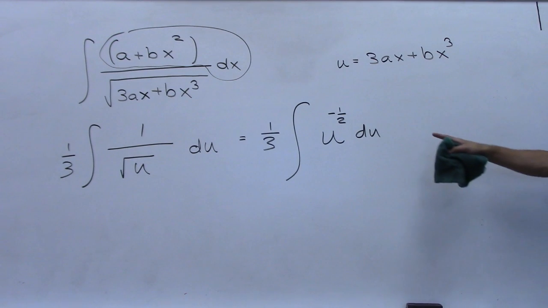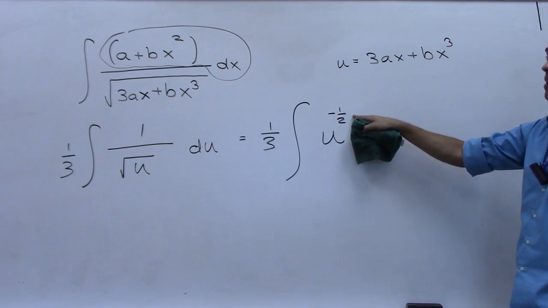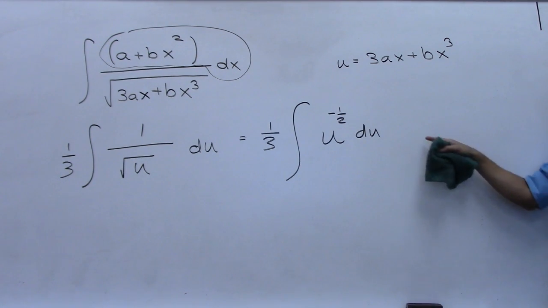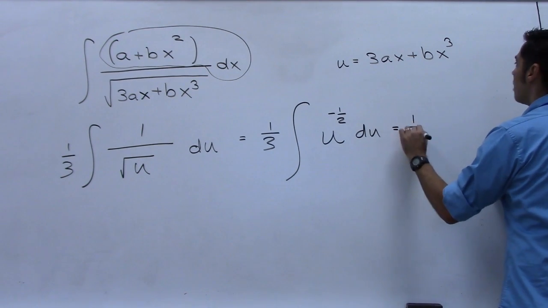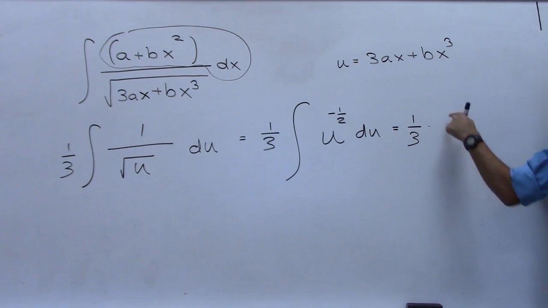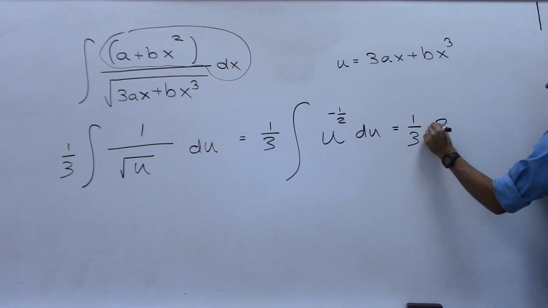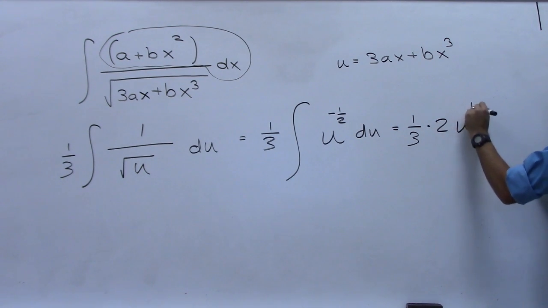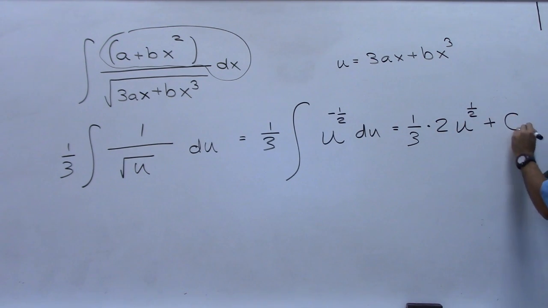And then just use your power rule. So I'm going to add 1 to this. When I add 1 to that, I get a half. So out front, I'm going to have the 1/3 that's coming along. I have 1 over a half, which flips and becomes 2. And I have u to the positive 1/2 and then plus some constant.